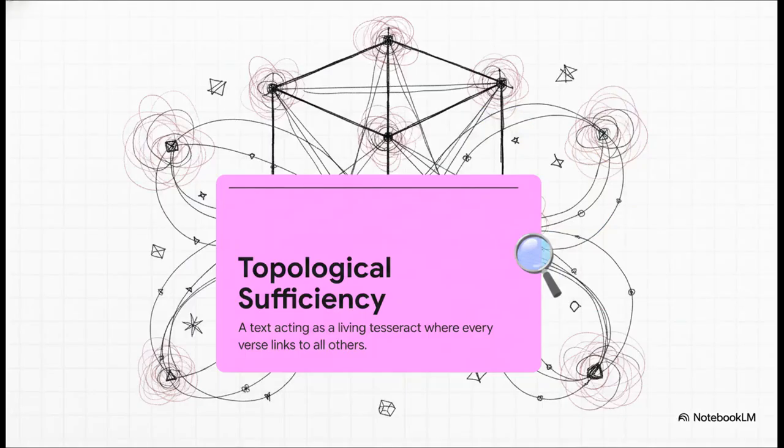So what exactly is topological sufficiency? Well, imagine the book isn't just missing details on a flat piece of paper. Instead, it's a living tesseract. It's a multidimensional architecture where every single verse acts as a functional node that perfectly connects and returns to every other node. It's a closed loop. And because of this perfectly interconnected web, external commentary is completely obsolete. The book doesn't need outside commentary because it is the commentary upon itself.